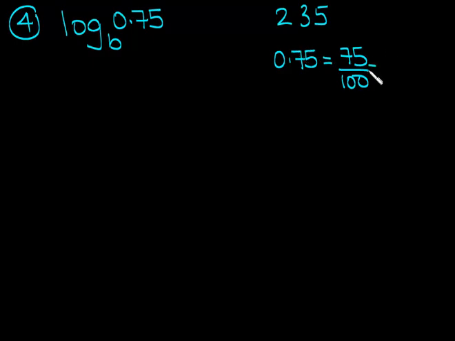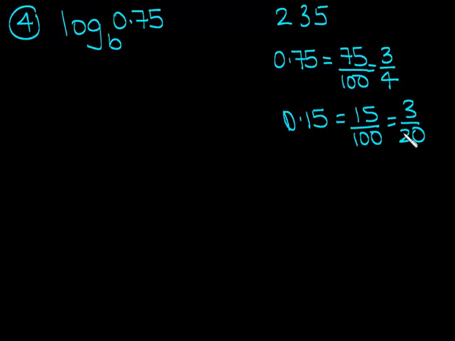And then you can reduce this. 25 goes into this 3 times and 4. I'm just showing you that because if I had given you, let's say, 0.15, that can be written as what? 15 over 100 again, and then you can reduce it. 5 goes into that 3 times and 20. Okay, actually let's do that. Let's make it 0.15. That'll be a little bit more interesting. So you can see you can always change a decimal to a fraction, so that's what we did. So we get log base b of 3 over 20.